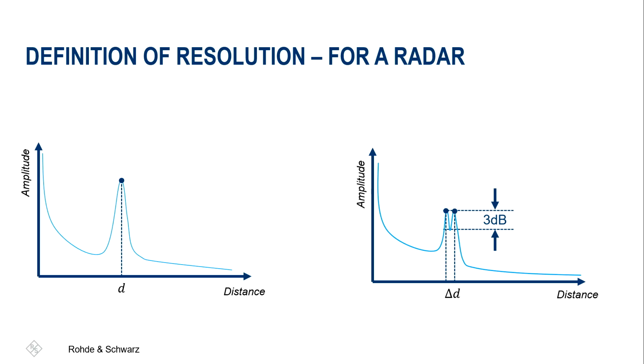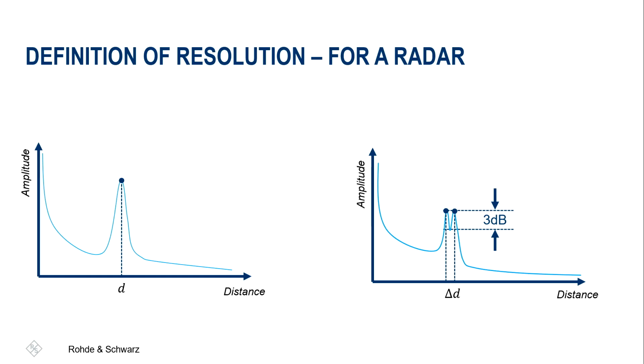Now there's a second target. When we move to the right-hand side, you can see there's not only one peak, but now two peaks. How can we distinguish between the two peaks? And what kind of level drop do we need in between those two peaks in order to clearly distinguish them? For radars, it has been defined that in order to distinguish between two targets, there needs to be a 3 dB drop between these two targets. So that's simple to define for amplitude.